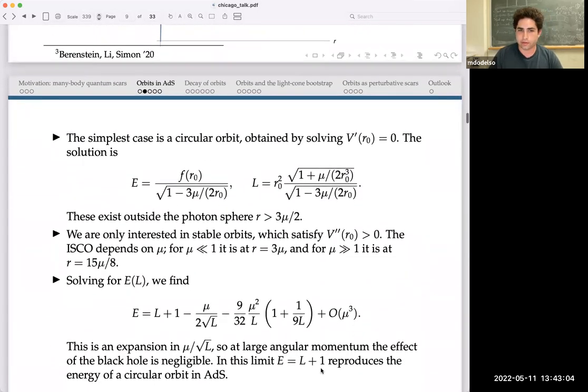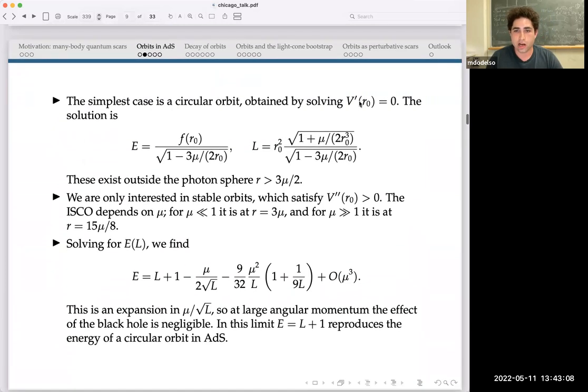So in the case of the circular orbit, we just have to minimize the potential, and we can parameterize E and L as a function of the radius of the orbit. And here's the form of that. So a key point is that in the denominator here, this has to be greater than 0, and so these orbits only exist outside of the photon sphere, which is given by this quantity. Since I'm only interested in stable orbits, I'll consider the case where V double prime is greater than 0. So that's an additional condition.